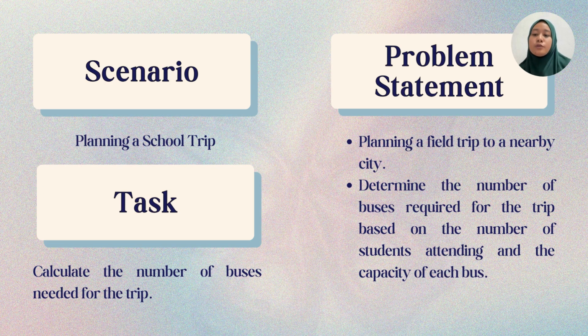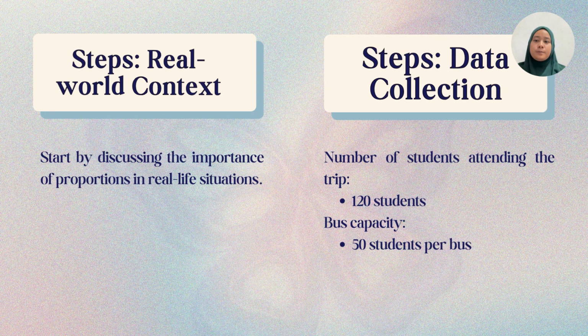So let's move on to the task. Based on the previous information, we have to calculate the number of buses needed for the trip. After we get the problem statement and the task to fulfill, we move on to the next part, which is the steps. Our steps consist of 6 steps. The first step is the real world context.